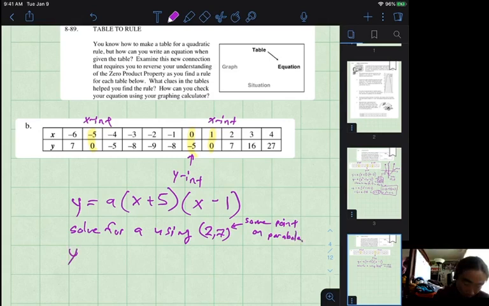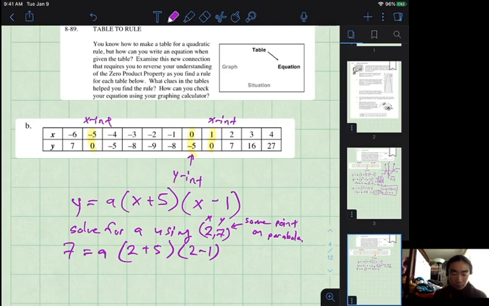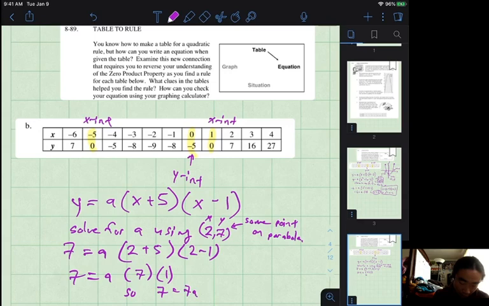So this time, let's leave it in a factored form. We know the x value here is 2 plus 5, 2 minus 1, and back here we know its y value. It's 7. So 7 equals a times 7 times 1. Oh, looks like again we see that. So 7 equals 7a. A has to equal 1. Nothing special there.